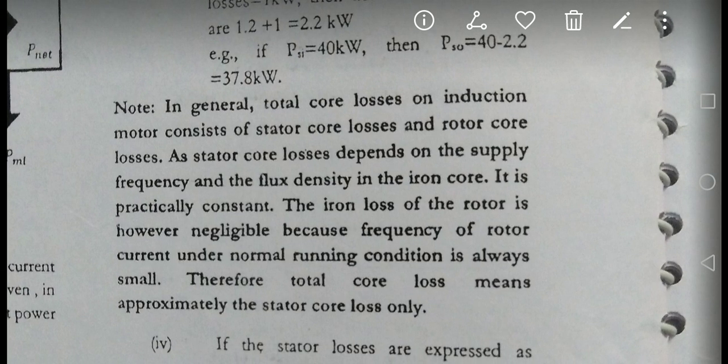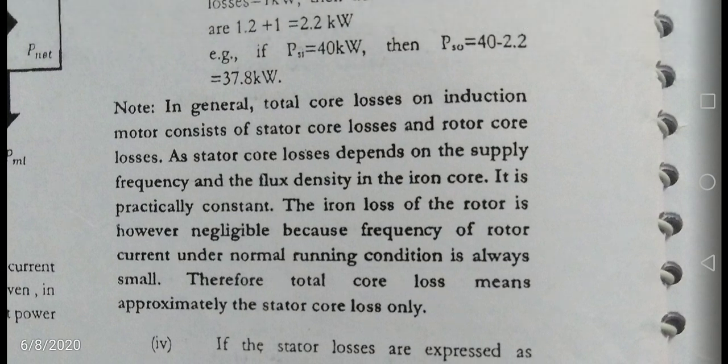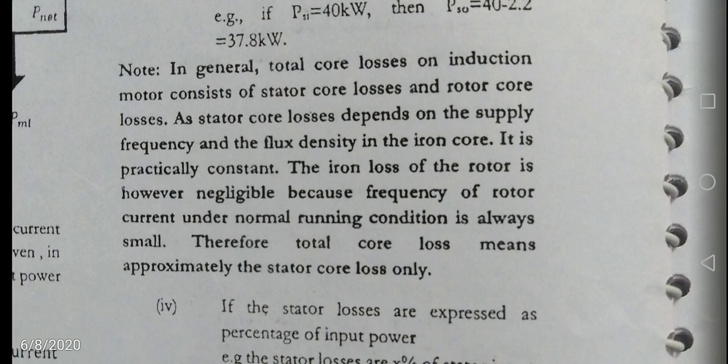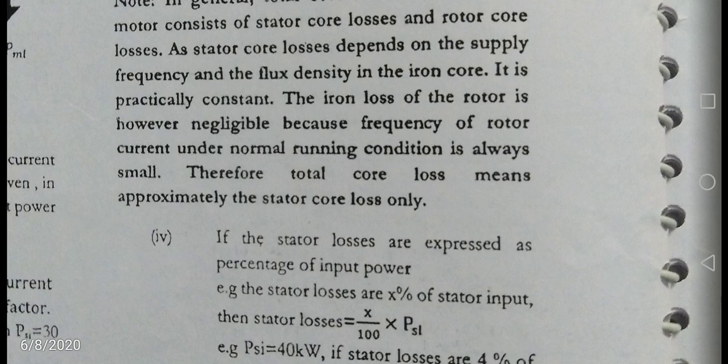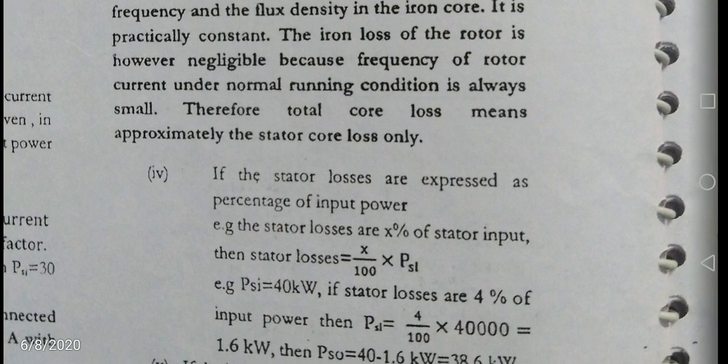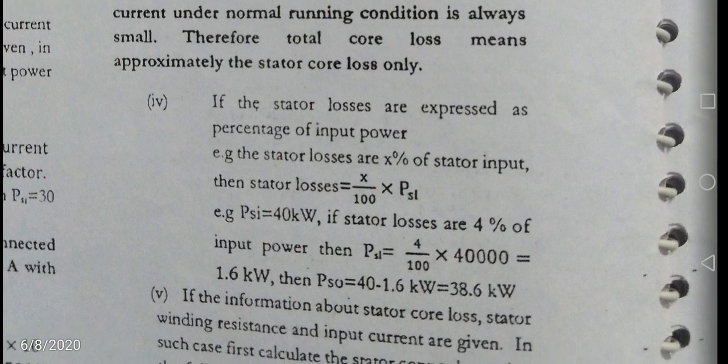Note, in general, total core losses of an induction motor consist of stator core losses and rotor core losses. Stator core losses depend on the supply frequency and the flux density in the iron core. It is practically constant. The iron loss of the rotor is, however, negligible because the frequency of the rotor current under normal running condition is always small. Therefore, total core loss means approximately the stator core losses only.